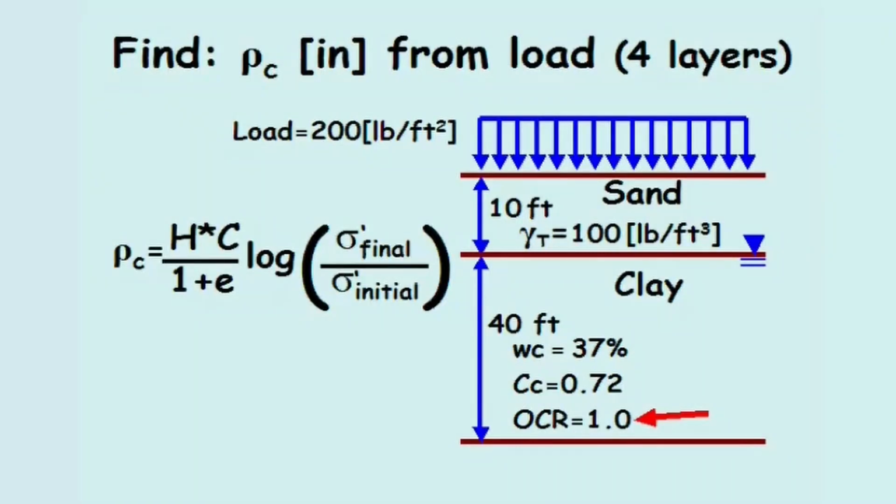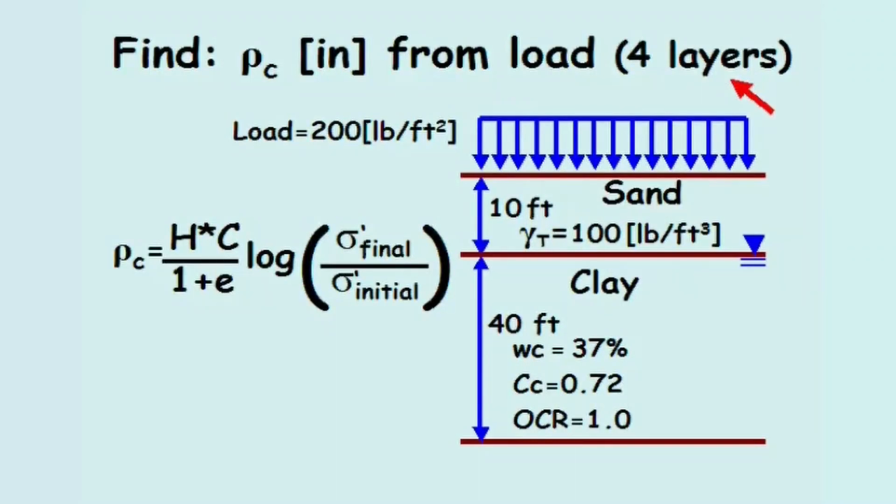Notice the overconsolidation ratio of the clay layer is 1, so the clay is normally consolidated, and we only need to know its compression index, which we've been given. We assume no consolidation settlement occurs in coarse-grained soils, such as sand, so the only consolidation will occur in the clay layer.